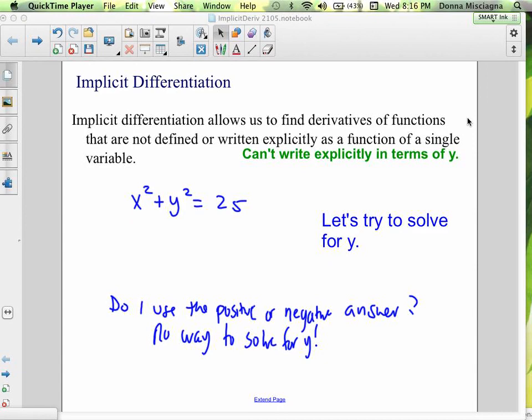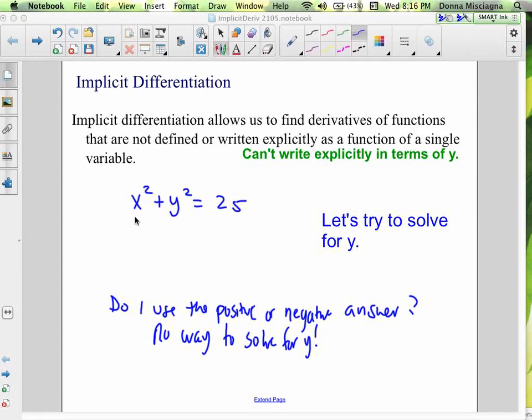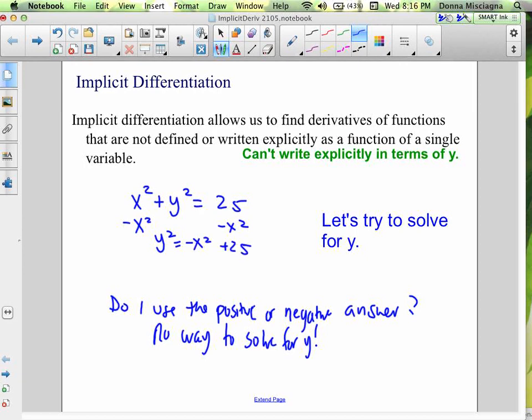And here's an example. x squared plus y squared equals 25. So let's try to solve for y. First we would subtract x squared from both sides. That would give us y squared equals negative x squared plus 25. And then we want to solve for y. We have to take the square root of both sides. And if you're solving for something squared, don't forget you've got to take plus or minus.